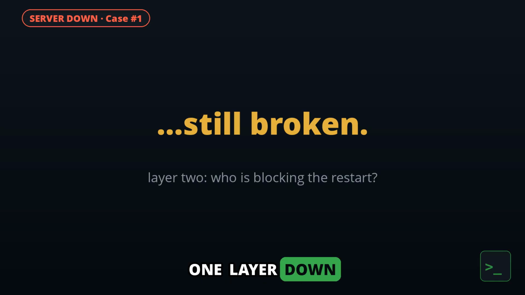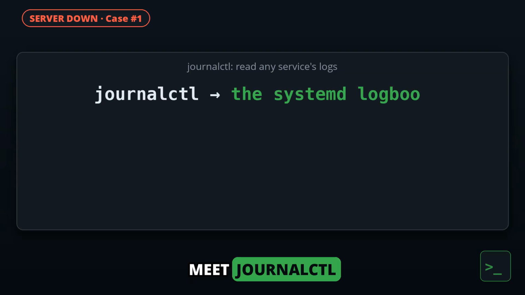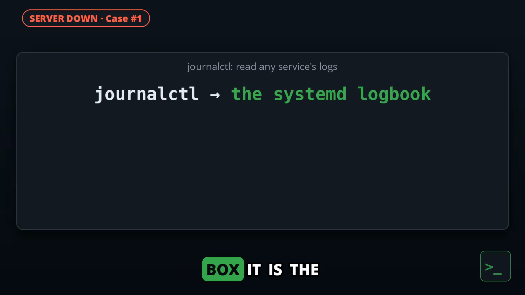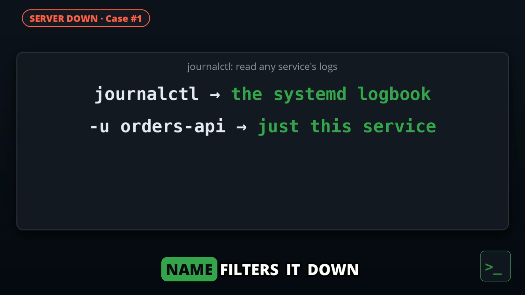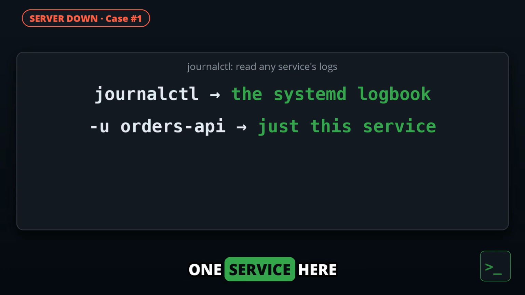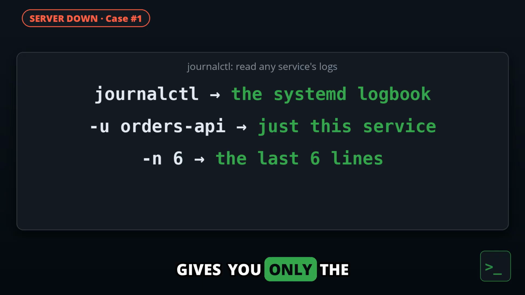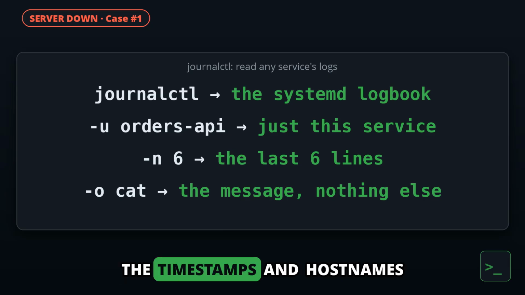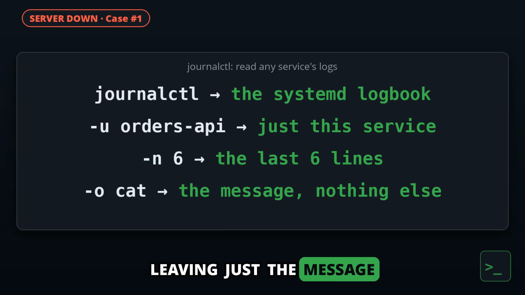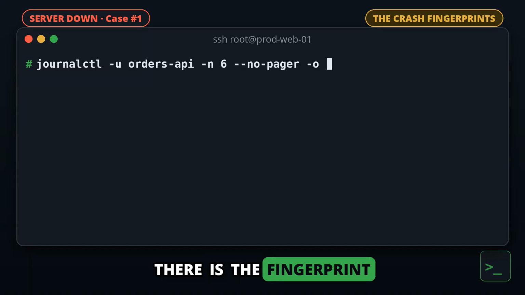One layer down, Nginx was innocent, the app is the victim, but the restart will not stick. Somebody is blocking it. To find out who, we need the service's own diary. Meet journalctl. On a modern Linux box, it is the one logbook that holds what every service has said. -u then a name filters it down to just one unit, one service. Here, orders-api. -n then a number gives you only the most recent lines. We want the last 6. And -o cat strips the timestamps and host names, leaving just the message.